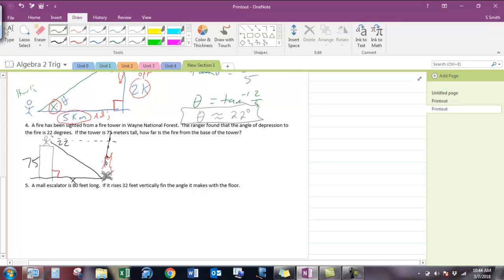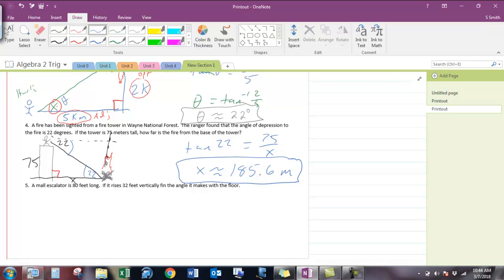So when you drew this one, hopefully you had a dude on top of a tower. There's a fire. Old dude is looking forward, and then he looks down and said, "Hark, there is a fire." So this 22 can transfer to here to this 22. So the setup is going to be tangent of 22 is equal to 75 divided by x. Long story short, you should have got x is approximately 185.6 feet. Nah, meters. Make sure you got the right units. Should have got that one for number 4 and number 5.